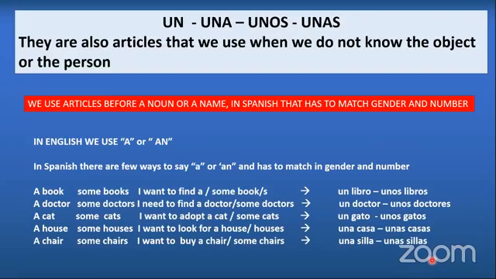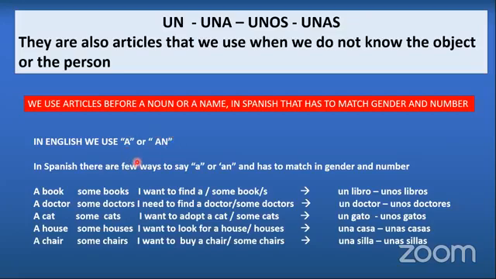But those are not the only articles that we have in Spanish. What happens when the object or the person that we are talking about is not very well known? Like, I want to find a doctor, I want to find a lawyer, I want to find a book. I'm not sure, I don't know yet, it's not known. So we use in English a or an.